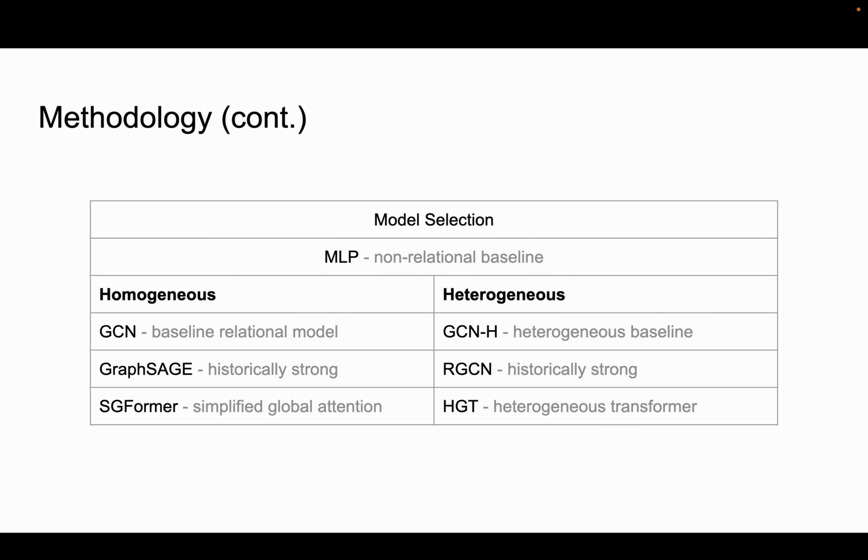And then SGFormer and the heterogeneous graph transformer represent state-of-the-art models that use complex attention mechanisms and transformers to enhance their networks. These models represent a wide range of architectural complexity, and it'll be interesting to see if traditional scaling assumptions hold, where we would expect the more complex models to be more computationally intensive.